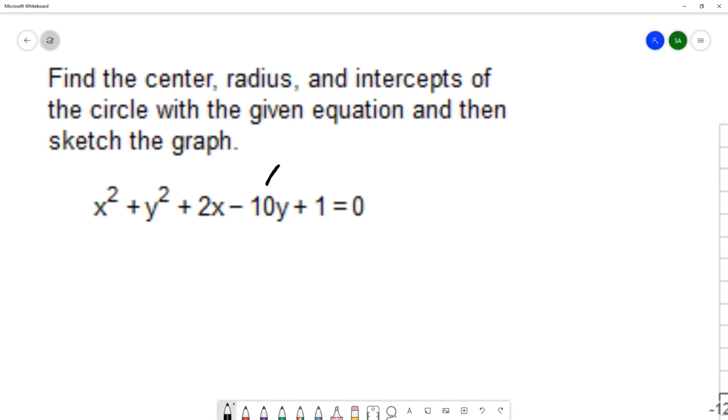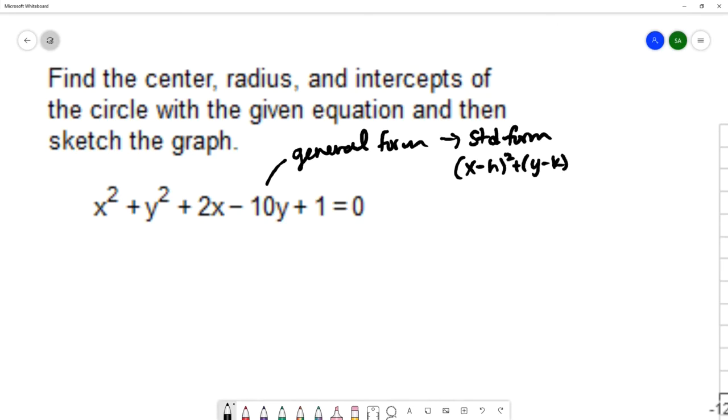We've got the general form of a circle, and in order for us to find the center and the radius, we need to convert this general form into standard form. And standard form is when you have (x minus h) squared plus (y minus k) squared equals r squared. And what we're going to do is use completing the square in order to do that conversion from general form to standard form.